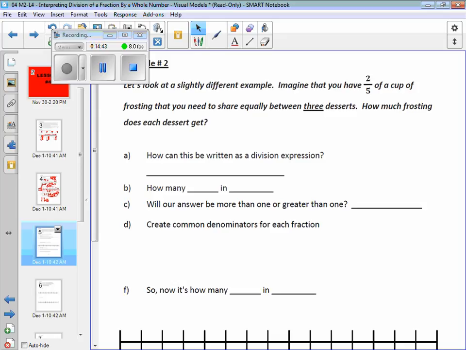What do you have? Okay, so let's just make ourselves a note. This is what you have, and you need to share it equally between 3 desserts. How much frosting does each one get? So what is our expression? Meaning, how do I write this? What is it going to look like, Alexa?